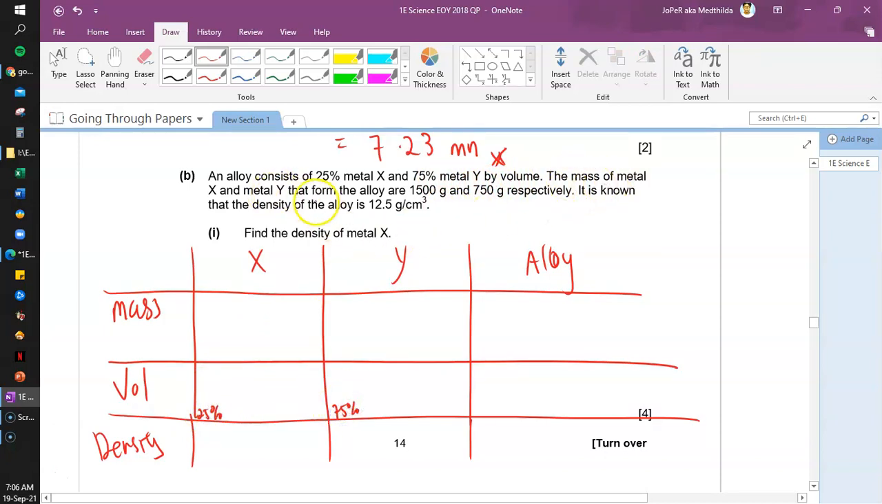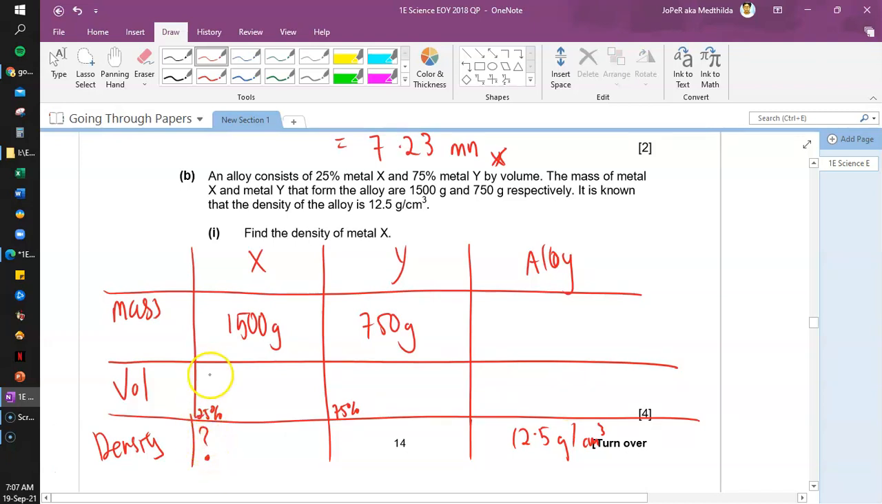Mass of metal X and Y that form the alloy is 1,500 grams, 750 grams. Next, last one, the density of the alloy is 12.5 gram per cm cube. So these are all the info that's given to you. What you're supposed to find is the density of metal X.